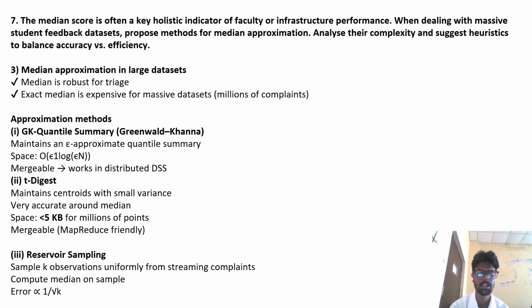Starting with the third one, reservoir sampling. A sample of K observations is taken uniformly from the streaming data. Compute the median on the sample. Error is proportional to 1 by root of K.